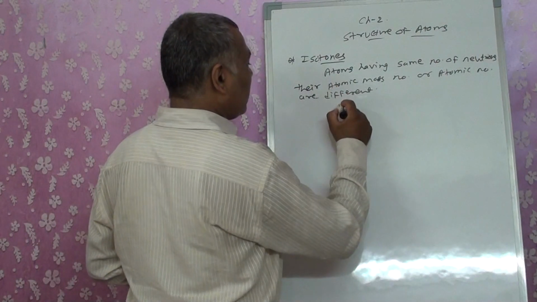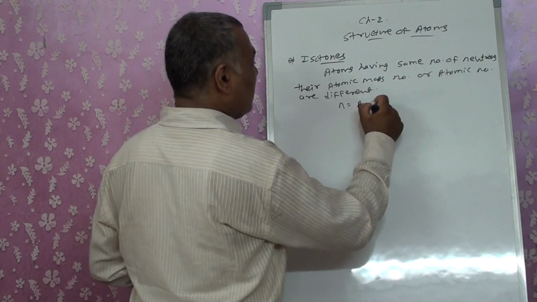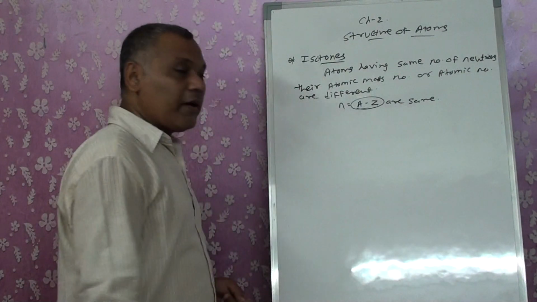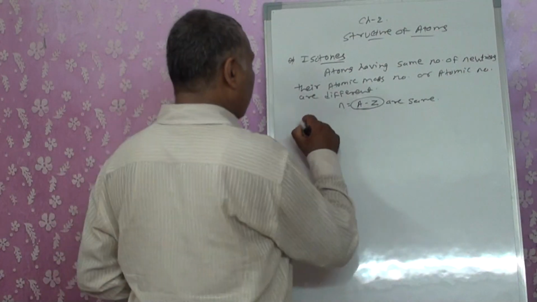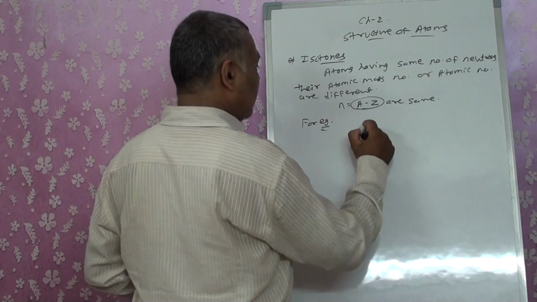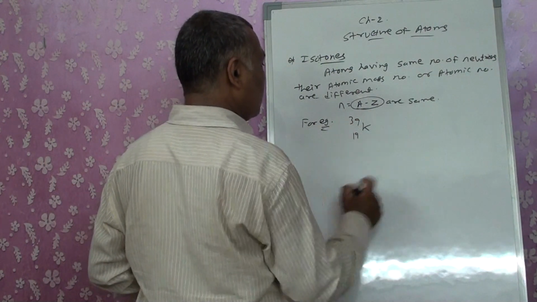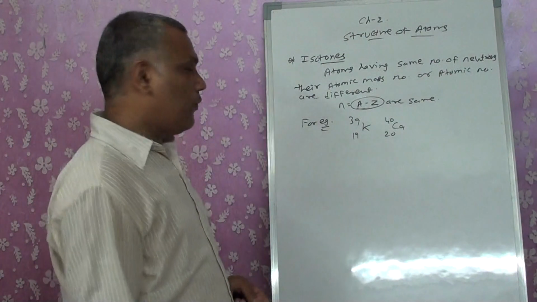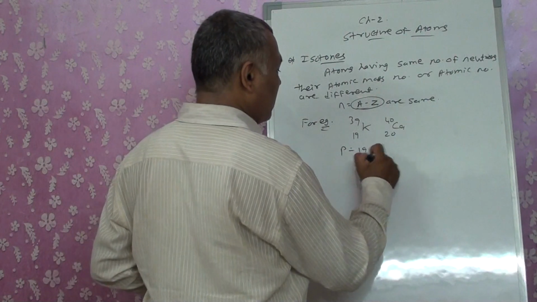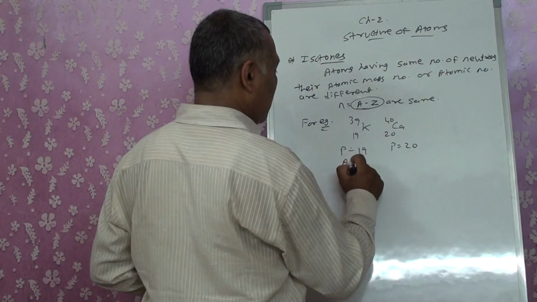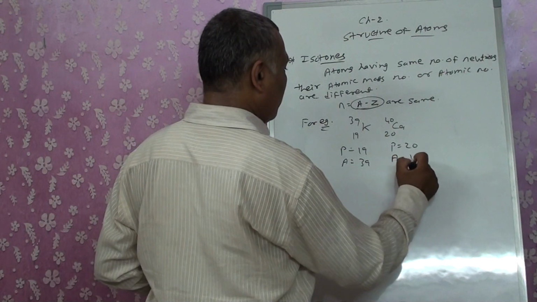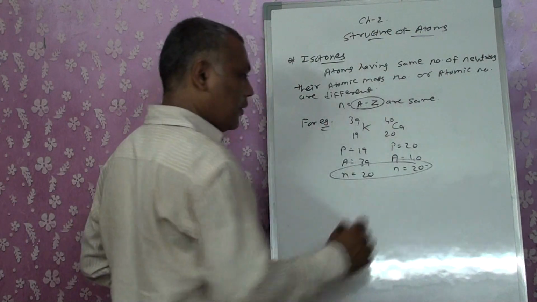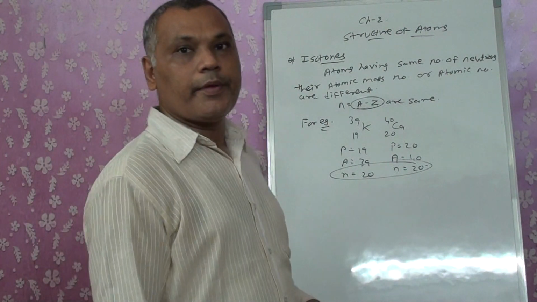That means you can say that N, that is A minus Z, is the same. For example, let's take K 19, 39 and Ca 20, 40. So what are we going to get here? Protons 19, here 20; A is 39, here 40. But what is N? 20. The number of neutrons is the same, right?